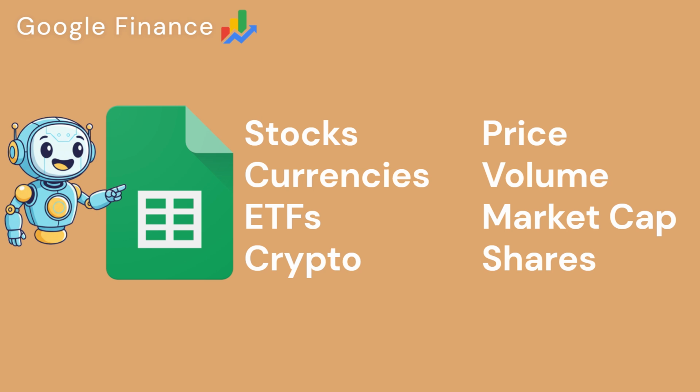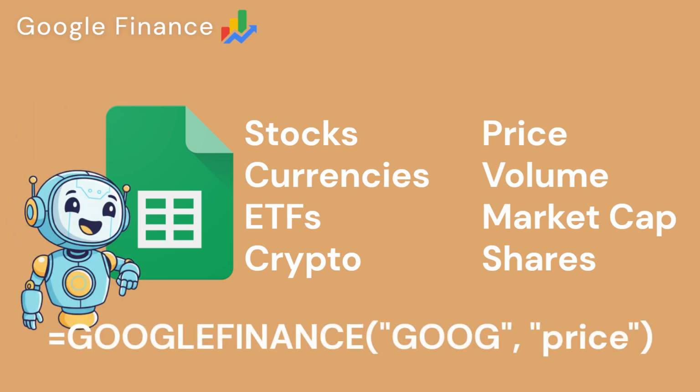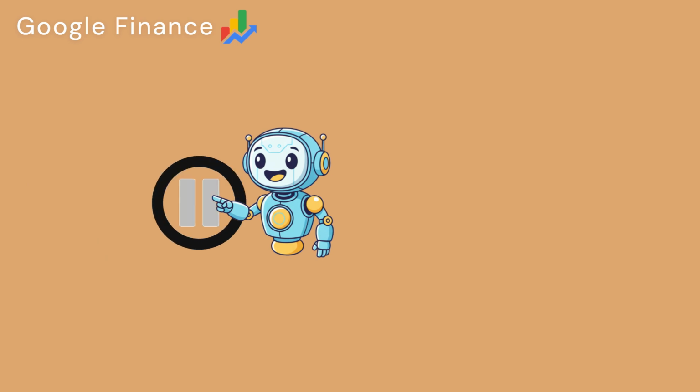By writing the GOOGLEFINANCE function, followed by the stock's ticker, and ending with the metric we want to obtain, we can see real live data of the stock's price. But this is too much theory. I want you to open a new Google Sheet and let's try it out together. Pause the video until you are ready to do it at the same time. Don't worry, I'll wait.